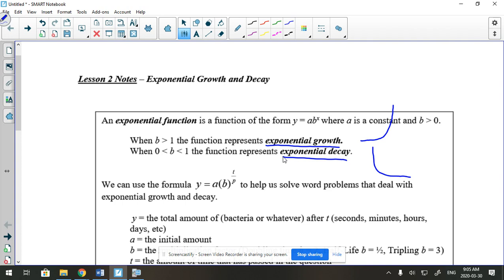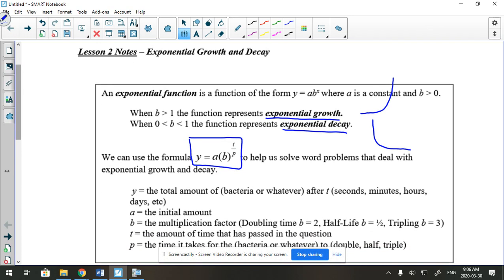So this is our general formula for word problems with exponential functions. It's the same thing, but our exponent x is usually a fraction, t over p. And then I've broken down what each of those stand for. It'll be easier to go through an actual example. I'll kind of read through it.